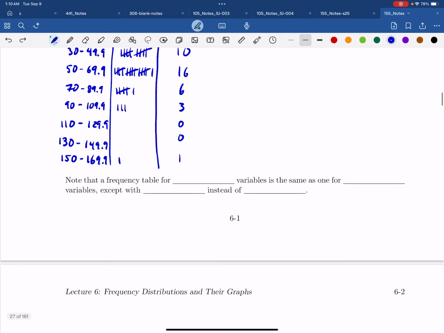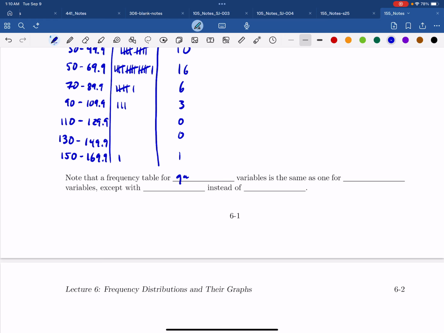Okay? So note that a frequency table for quantitative variables is the same as one for qualitative variables, except with classes instead of categories.